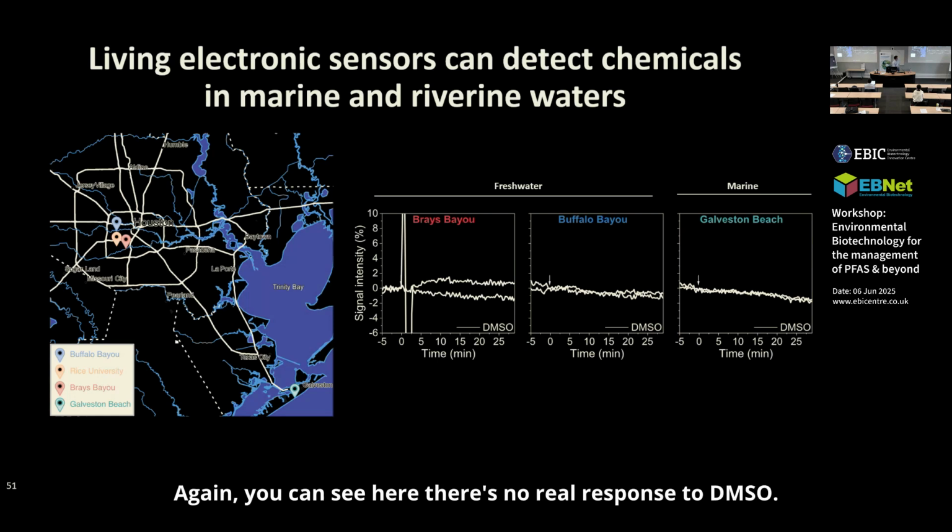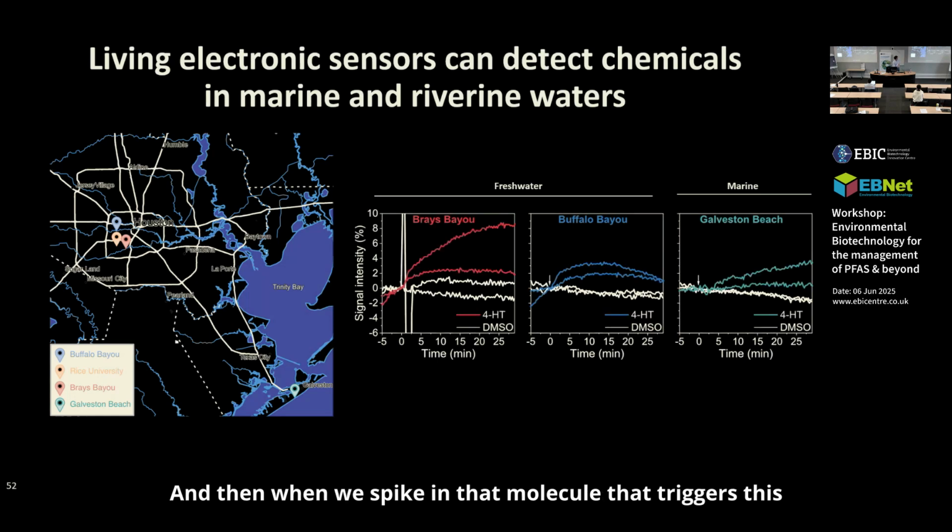Again, you can see here, there's no real response to DMSO. And then when we spike in that molecule that triggers this receptor, you get a turn on and signal. So these sensors off the shelf and our sort of first proof of concept actually work in these much more complex environments than laboratory media.